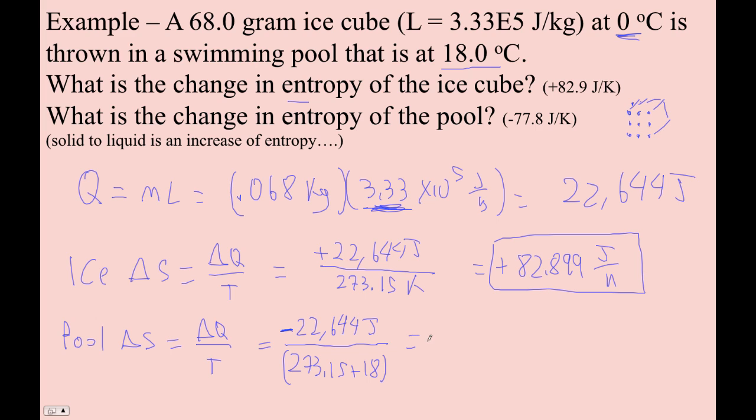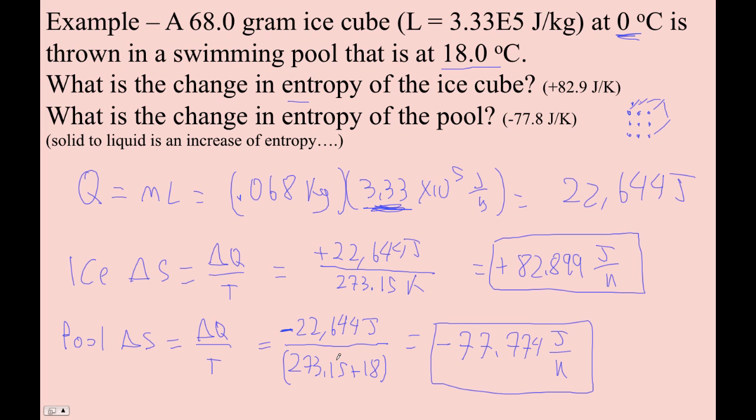Okay, so here we go. I'm going to store that answer in A. Okay, so now I'm going to go negative 22,644 divided by parentheses 273.15 plus 18. Hopefully that's an appropriate pool temperature. Okay, and I'm getting that is negative 77.774 joules per Kelvin. Okay, and I'm going to store that in B.